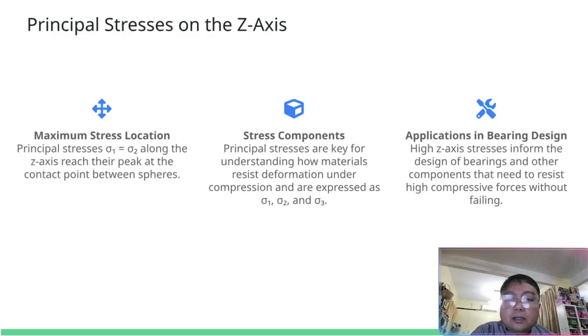So, maximum stress location: principal stresses 1 and 2 along the z-axis reach their peak at the contact point between the spheres. Stress components: principal stresses are key for understanding how material resists deformation under compression and are expressed as sigma 1, sigma 2 and sigma 3. Application in bearing design: high z-axis stress informs the design of bearings and other components that need to resist high compressive force without failing.